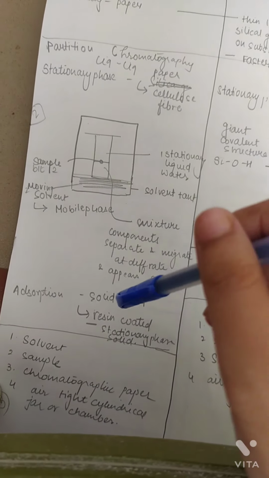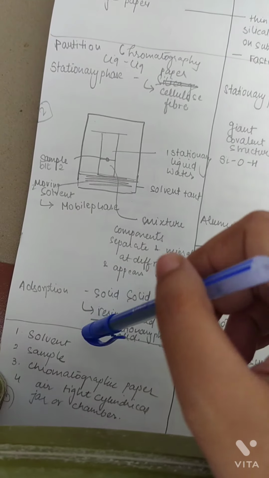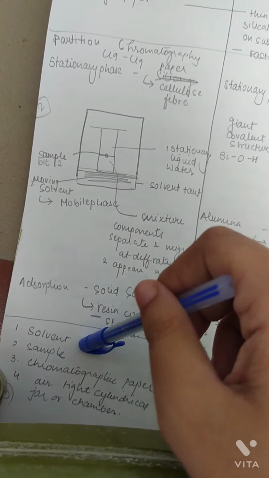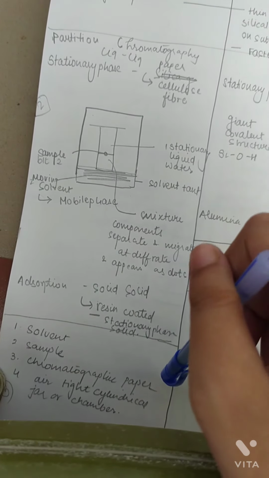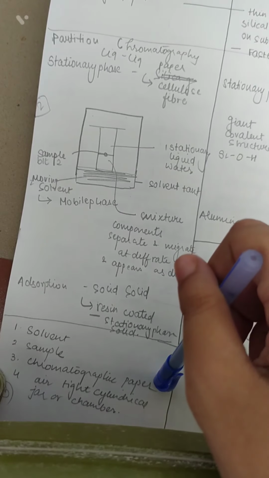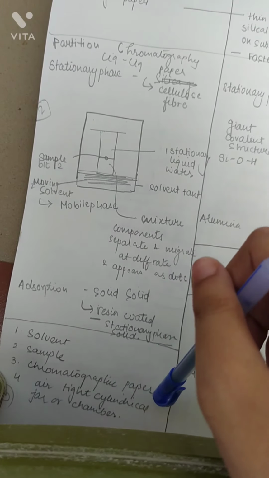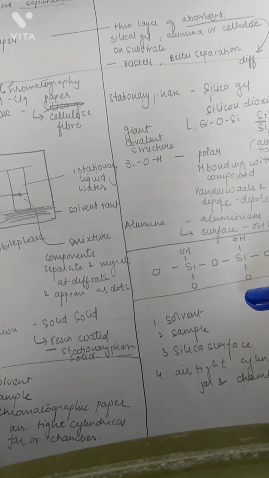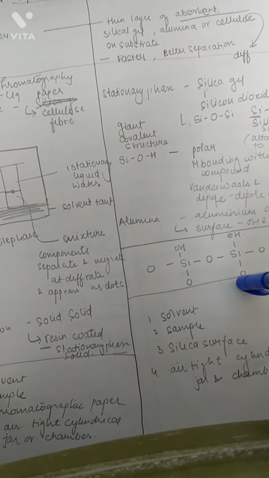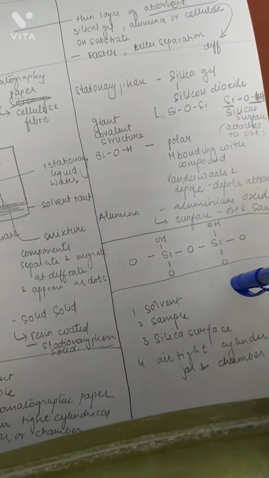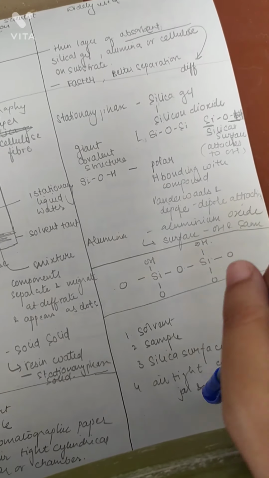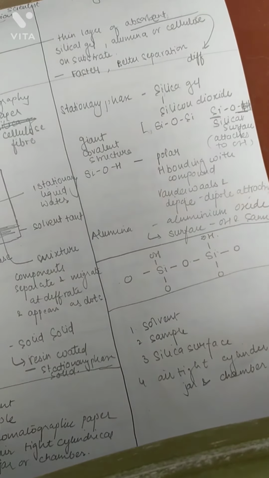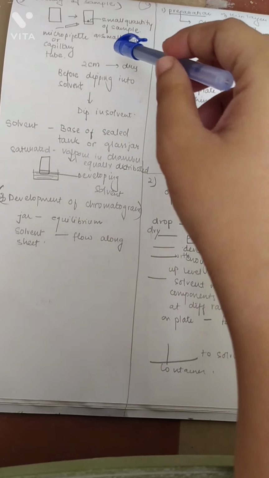So let's quickly go to the requirements. Solvent is required, sample, chromatographic paper, since it is paper chromatography, and an airtight cylindrical jar. And in case of thin layer chromatography, the solvent, sample, silica surface, and airtight cylinder jar, or you can say chamber. So now let's discuss the procedure.